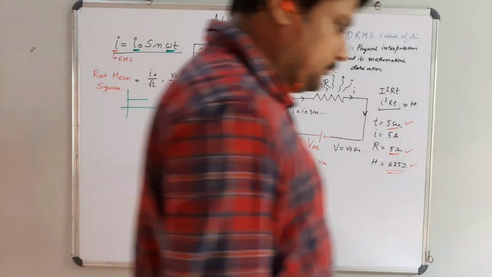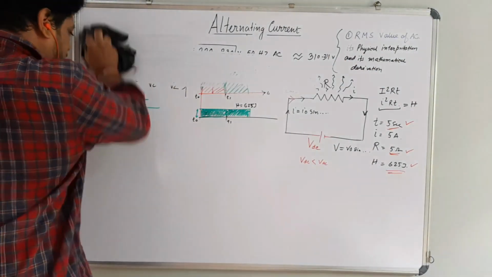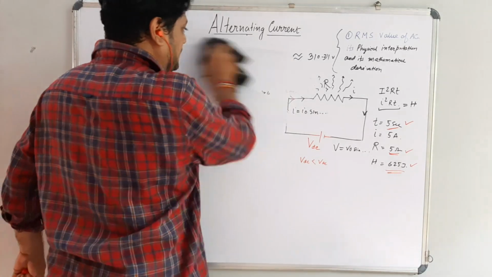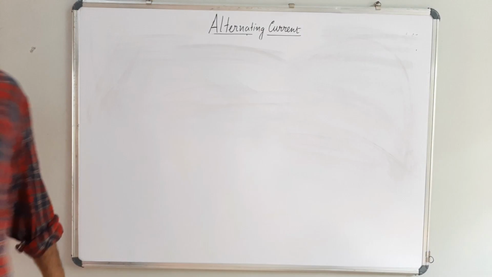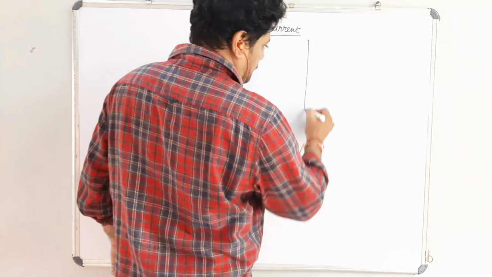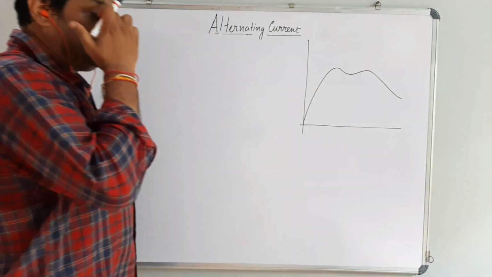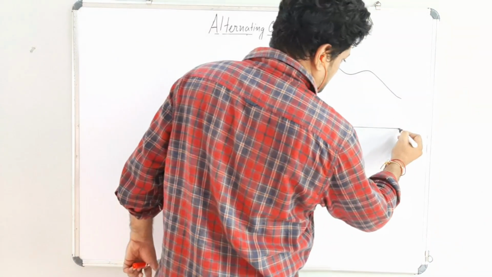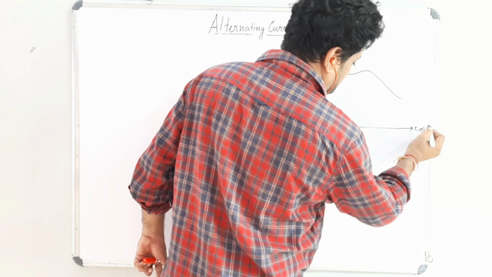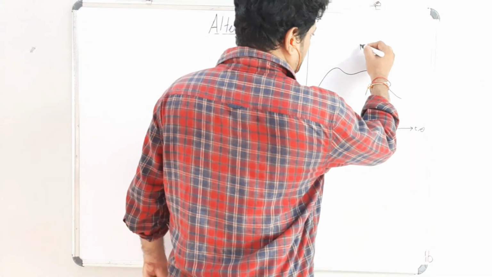Now what should we do? We should prove it by an analytical method, not by integration. We can compare the root mean square. Why is this called root mean square? Take a positive half of a non-sinusoidal wave. This one is I and this one is T or theta. Now this is a non-sinusoid.